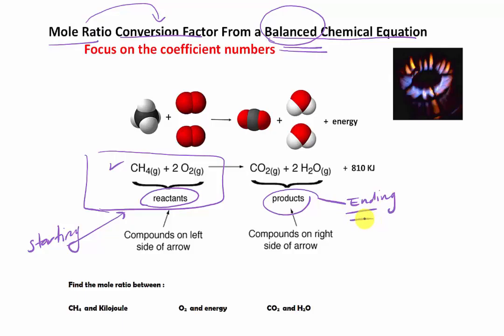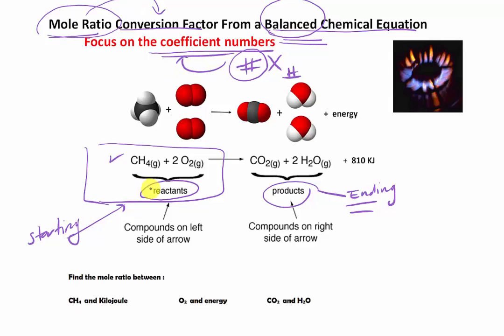In this case, we are going to focus on getting the mole ratio, and to do that we focus on the coefficient number. And what is the coefficient number? That is the number in front of a chemical formula. So this is a coefficient number. Let's look at this chemical equation. We don't have a number in front of CH4, so we assume it's going to be 1. So we have 1 mole of CH4 reacting with 2 moles of oxygen.